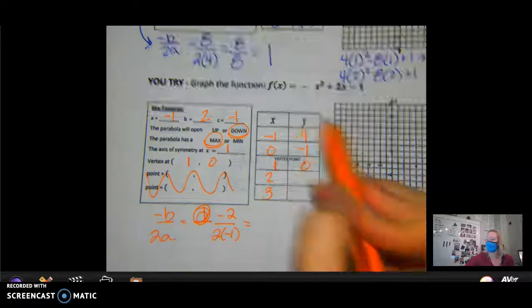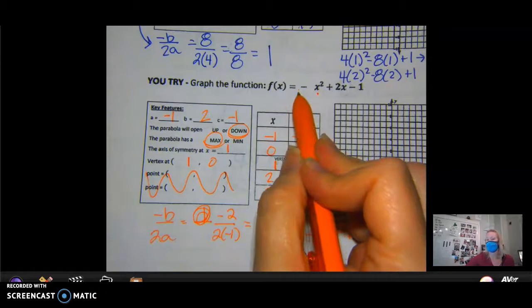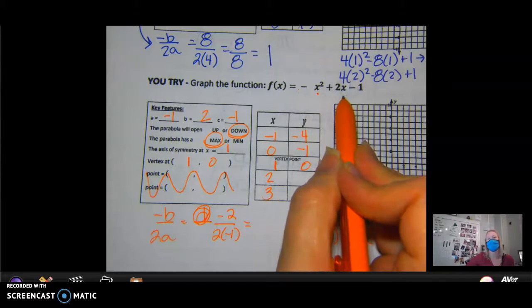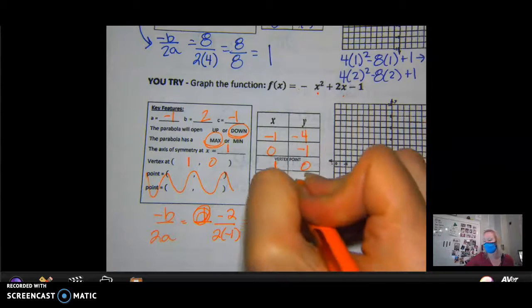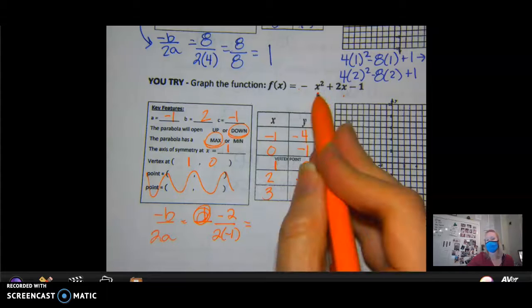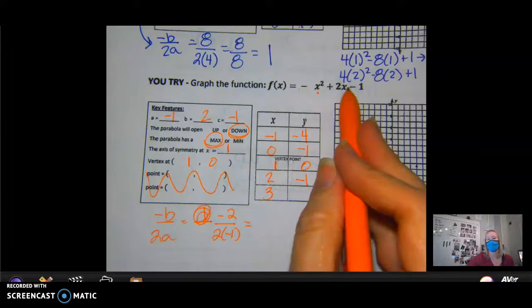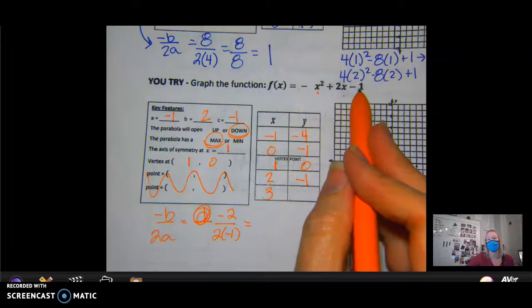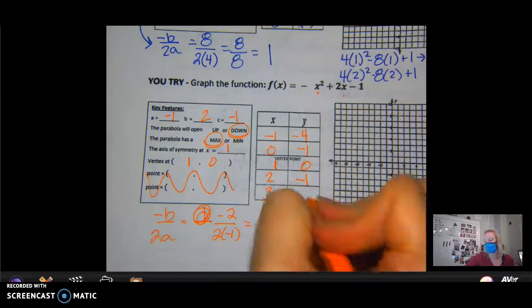Now if I plug in 2, 2 squared is 4, throw on the negative, so that's -4. 2 times 2 is 4. So -4 plus 4 is 0. 0 minus 1 is -1. And then 3 squared is 9. Throw on the negative. 3 times 2 is 6. And then minus 1. So -9 plus 6 is -3. -3 minus 1 is -4.